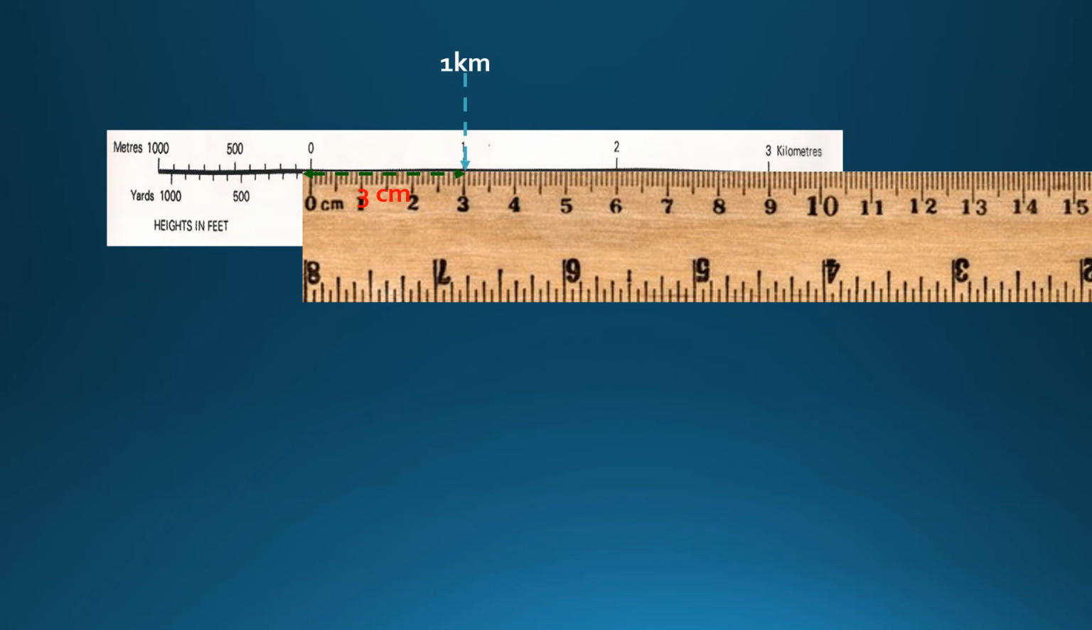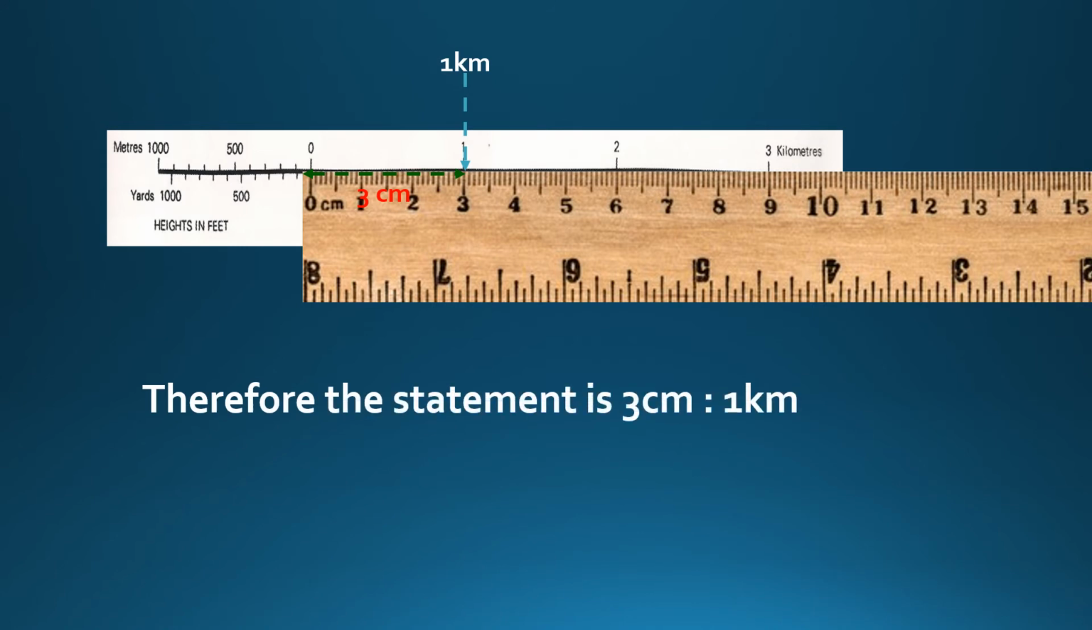So here we have our 1 kilometer. The distance between the 0 and the 1, when we use our ruler to measure, is approximately 3 centimeters. Therefore, our statement scale should read 3 centimeters to 1 kilometer. Again, students, our statement is therefore 3 centimeters to 1 kilometer. Let's try another one.